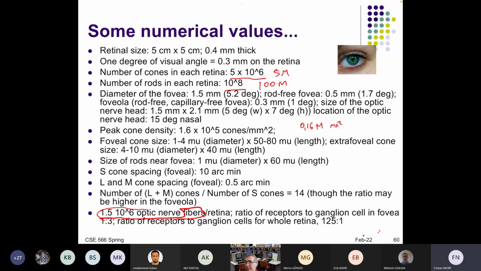and again also the number of S cones. The blue is not much, L and M is much more. So green and red is much more. And the ratio of receptors to ganglion cells for the whole retina is 125 to 1. So there is filtering and processing going on. So some processing is done in the eye. So that is one important aspect.